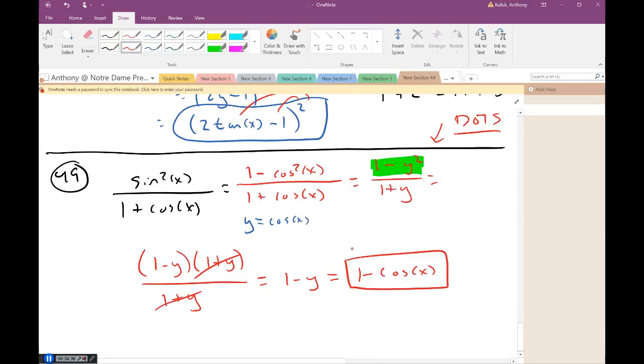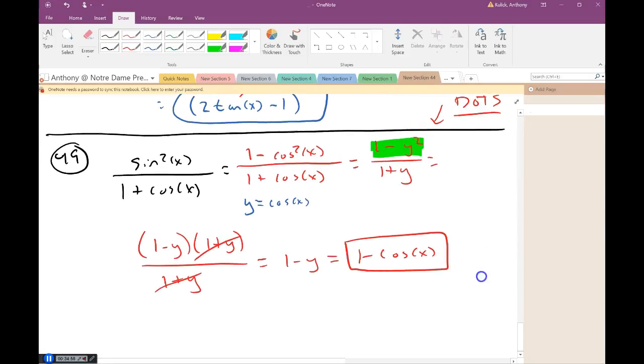DOTS is an acronym. It stands for difference of 2 squares. DOTS. It's a neat acronym because difference of 2 squares happens a lot. It's a useful technique.